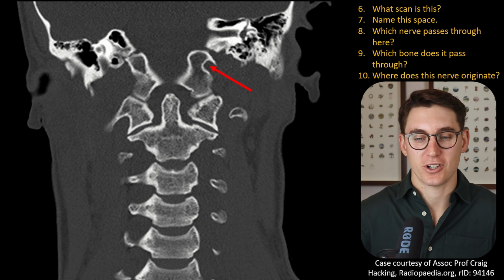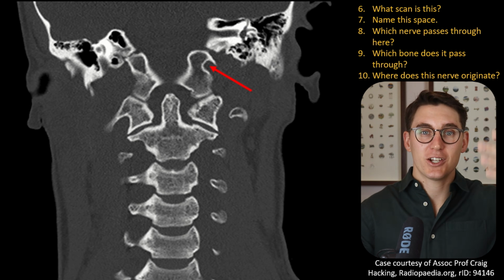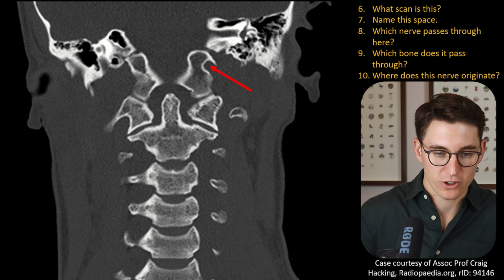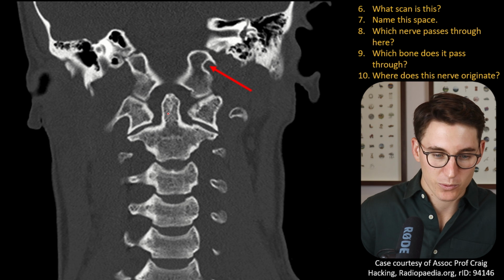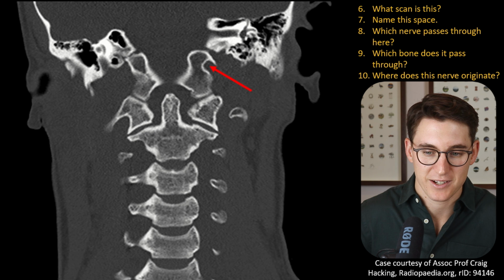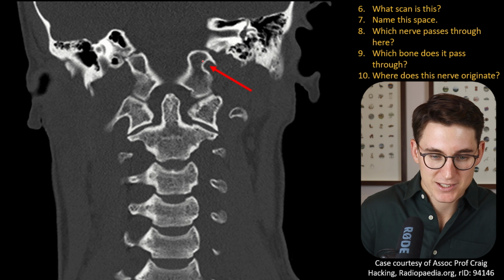Give yourself some time to answer this. We are dealing here with a coronal slice CT scan, and we've bone windowed this CT scan. We've lost the detail within the soft tissue, and we can see good detail within the bone. So this is a bone windowed CT scan. We're asked to name this space here.